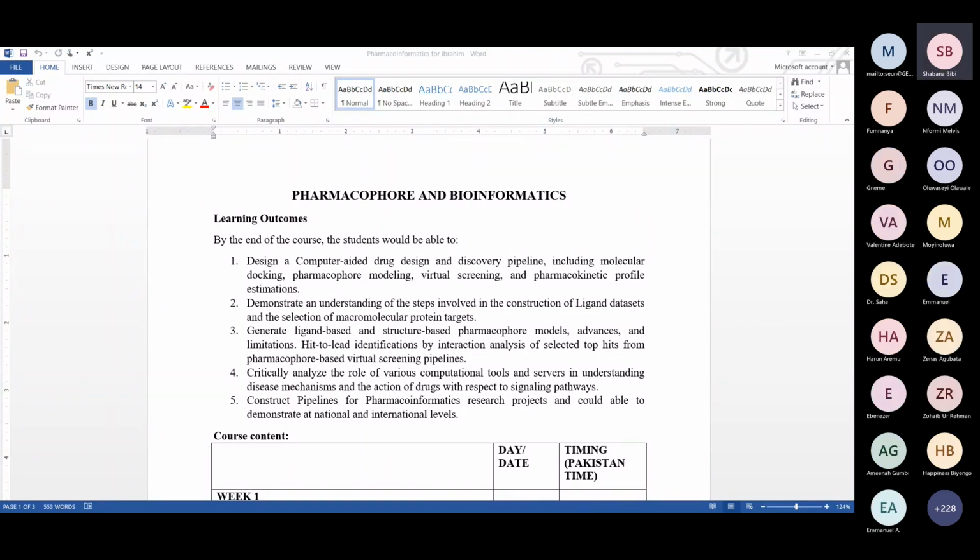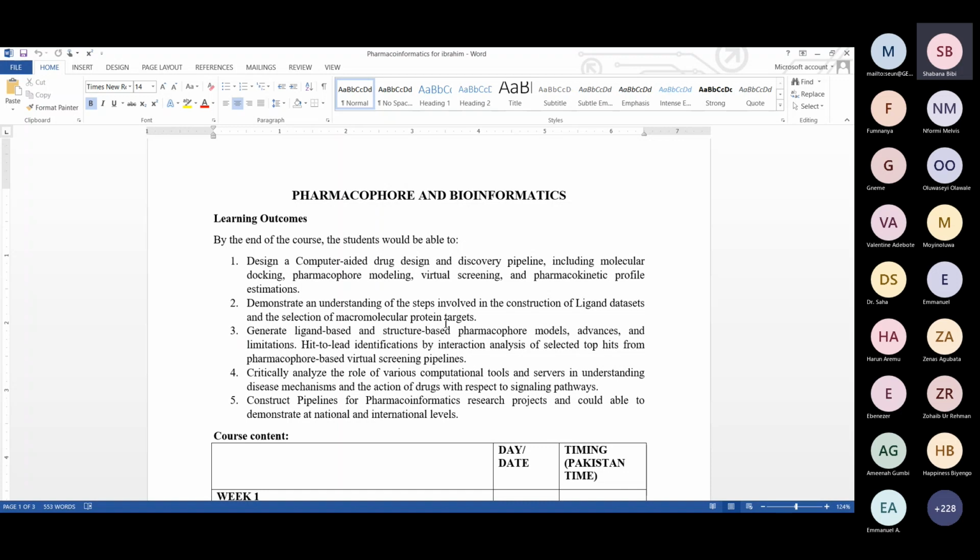Exactly what amount and what kind of things he has mentioned to you, you can discuss with Ibrahim brother. But I will simply let you know what the learning outcomes are that we are supposed to go for in the pharmacophore and bioinformatics course.